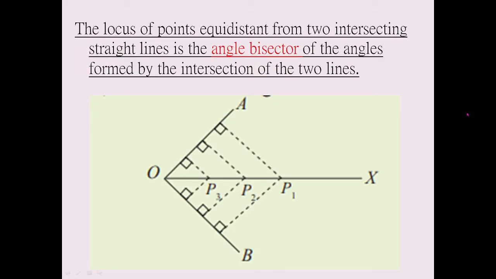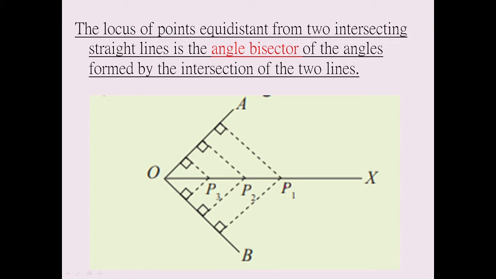The locus of points equidistant from two intersecting straight lines is the angle bisector of the angles formed by the intersection of two lines. Now there are two fixed straight lines AO and OB. When two fixed straight lines intersect, an angle is formed. What is the angle here? AOB. Angle AOB is formed.